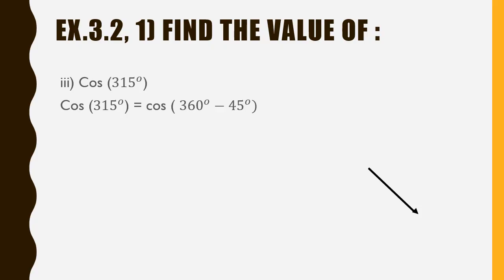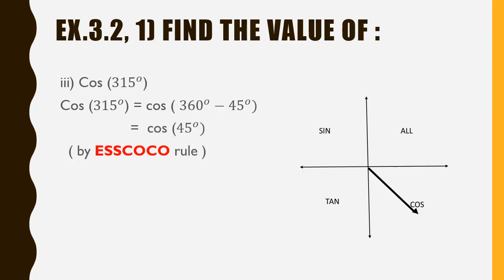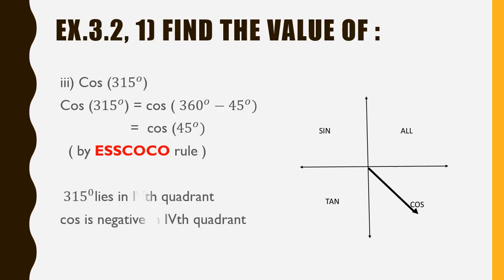Now cos 315 can be written as 360 minus 45. Again it lands in the fourth quadrant. So using the S-Co-Co rule, cos remains cos. In the fourth quadrant, cos is positive. Okay, and using the rule, cos remains cos. And the value will be how much? 1 by root 2.